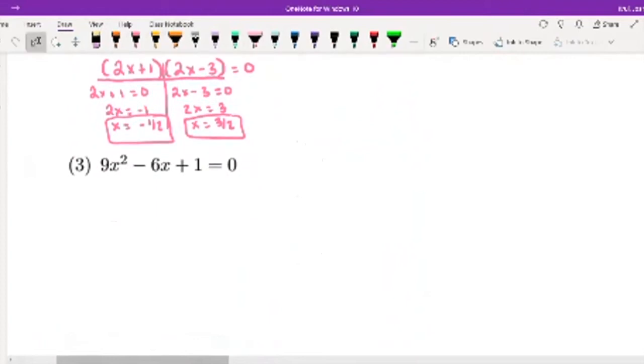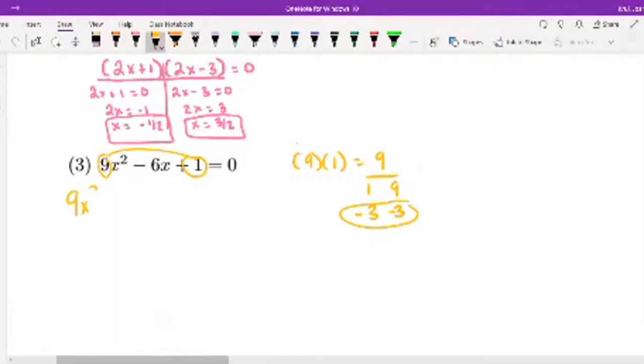This next one, same thing. Circle the front term and the back term. Multiply them together. We get 9. 1 and 9, 3 and 3. We know that we're trying to add to -6, so we have to both be negative here. So we get 9x squared minus 3x minus 3x again, plus 1. So the GCF between the front 2 terms is 3x. And the GCF between the back 2 terms is -1. And I chose -1 because I wanted the exact same binomial.